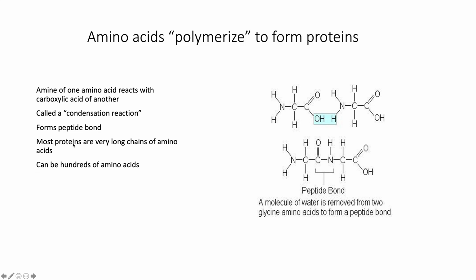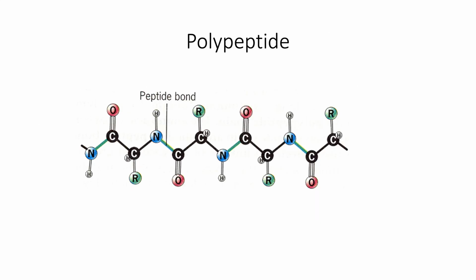Most proteins are very long chains of amino acids. They can be hundreds of amino acids. So this would be a polypeptide, many peptides. And you can see this is an amino acid right here, N, C, and then, actually this isn't really, oh yeah, here it is. They're backwards, it's going the wrong way. Okay, N, C, and the carbon, right?